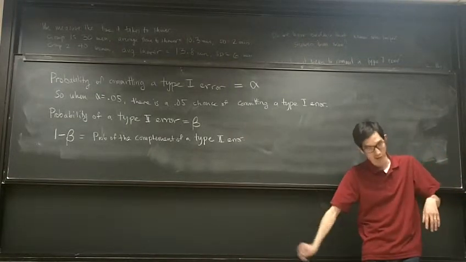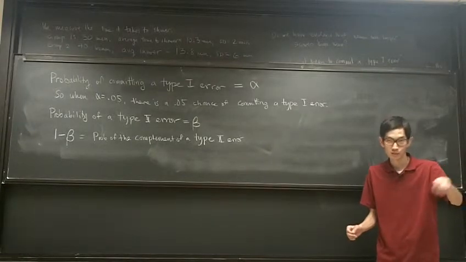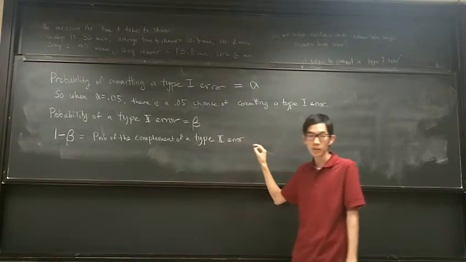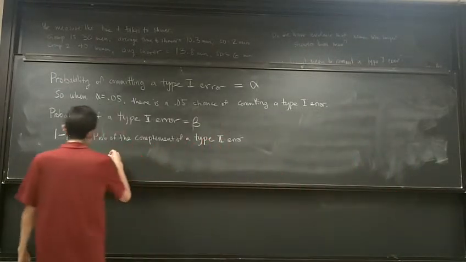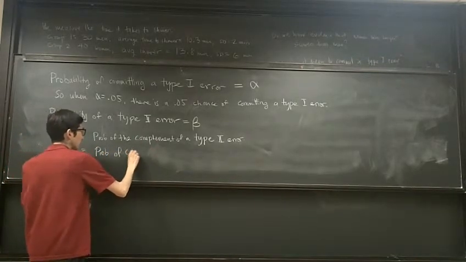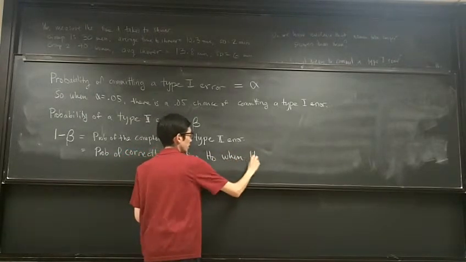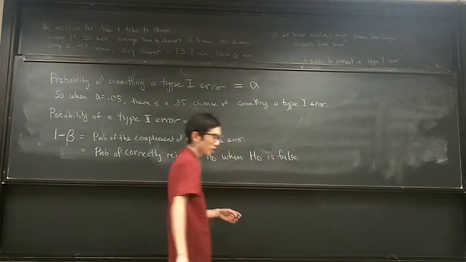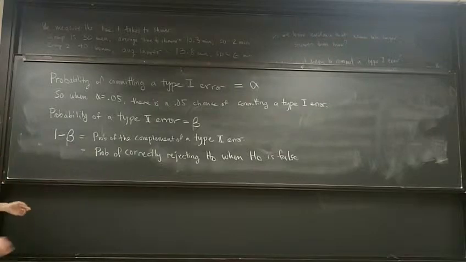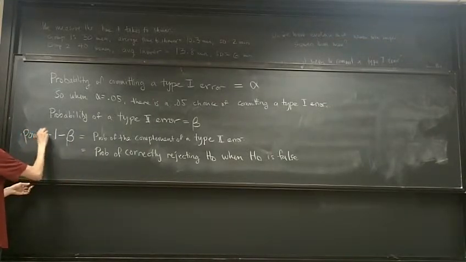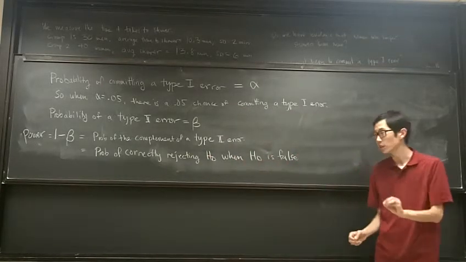So what is not doing that? The complement of a type 2 error is making the correct decision to reject the null when the null is false. So this is the probability of correctly rejecting the null when the null is false. When you're supposed to reject the null, what's the probability that you actually do reject it? That's this quantity here, and we give it a special name, and that's power. The power of a test is basically how good the test is at getting you to reject the null when the null is false.